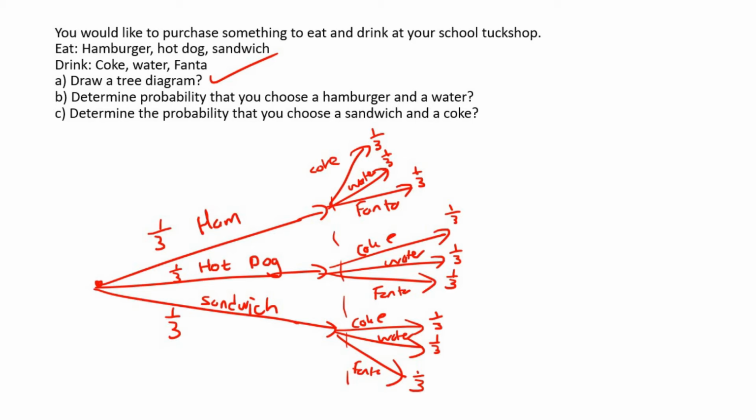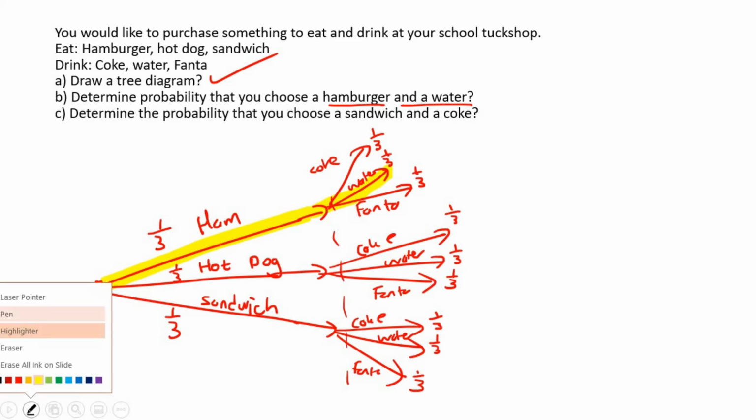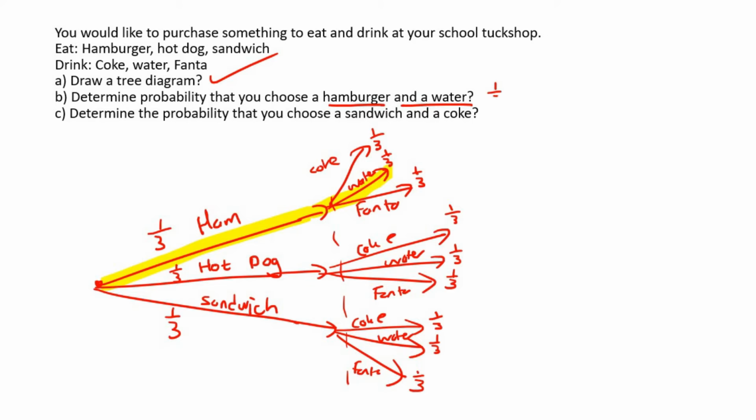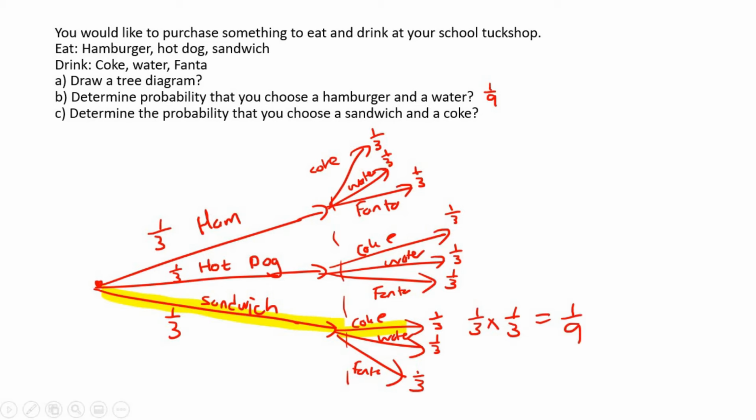Okay, so it says determine the probability that you choose a hamburger and a water. So if you go hamburger and then a water, you just multiply the numbers. So it's a third for the hamburger and then a third for the water, and that'll give us 1 out of 9. Okay, determine the probability that you choose a sandwich and a Coke. So a sandwich, and then a Coke. And so that would also be 1 out of 3 multiplied by 1 out of 3, which is 1 out of 9.